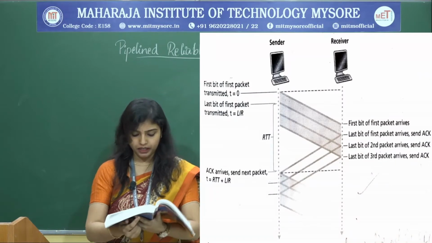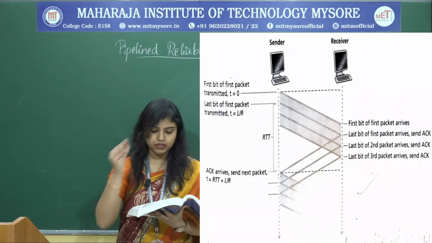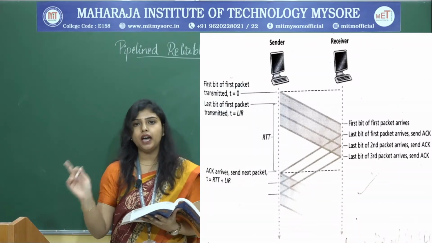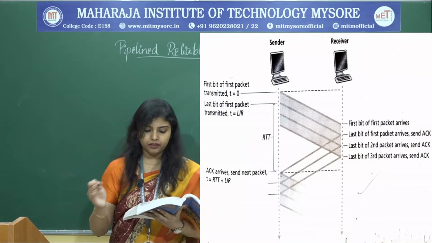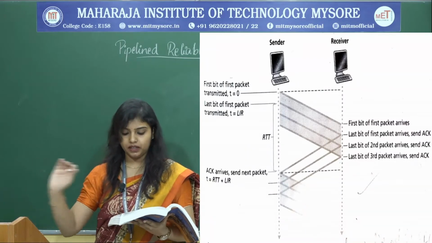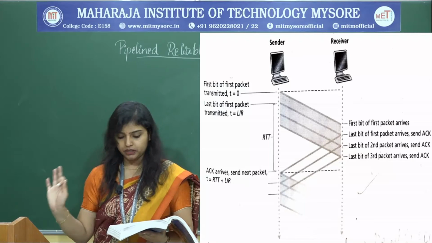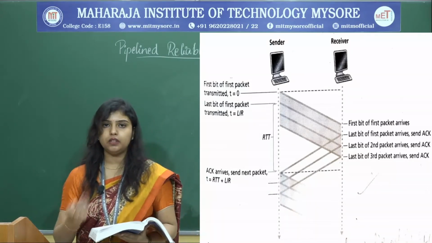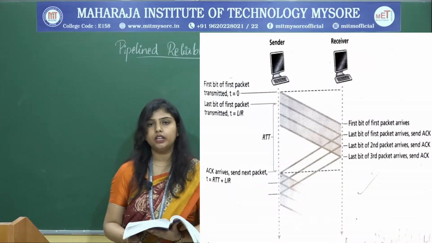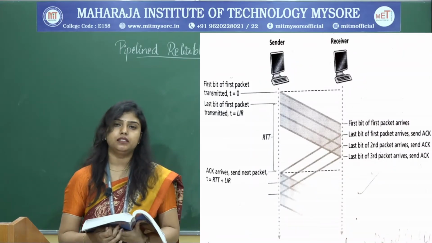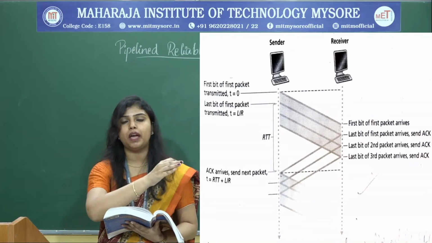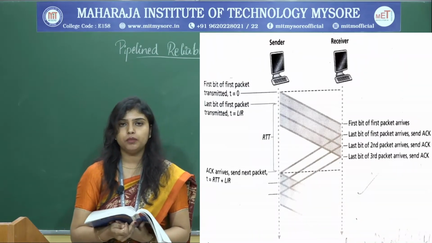In the diagram you can see the pipelined operation. From the sender to the receiver, the first bit of the first packet is sent at t equals 0, and then at t equals L by R, the last bit of the first packet is sent. Immediately, without wasting time, the second packet is also sent and the third packet is also sent. At the receiver side, the first bit and the last bit of the first packet are received, and the last bits of the second and third packets are also received. As soon as they receive the packets, the acknowledgement is sent, and at the sender side the acknowledgement arrives at t equals RTT plus L by R seconds. So, instead of sending one packet and then waiting for the acknowledgement, here we are sending multiple packets, and we are able to catch up with the performance speed.